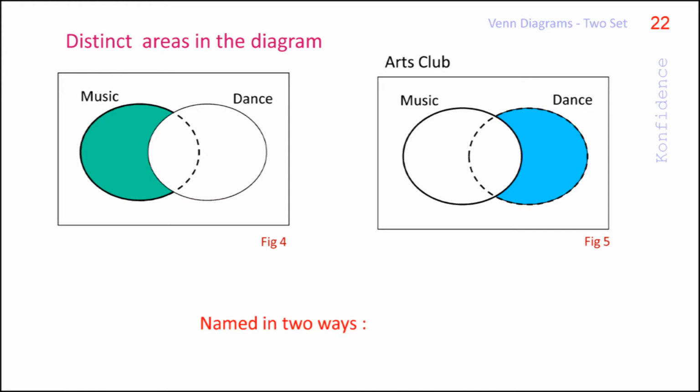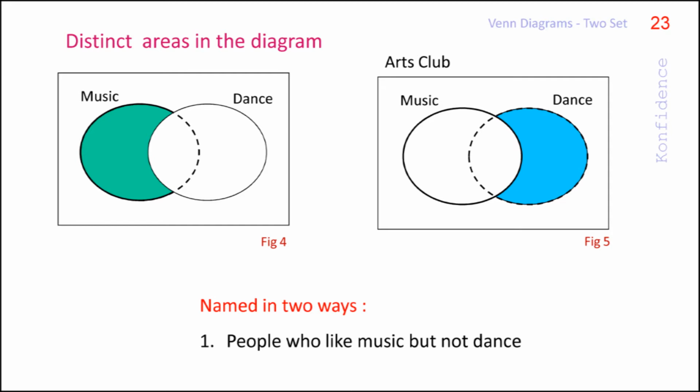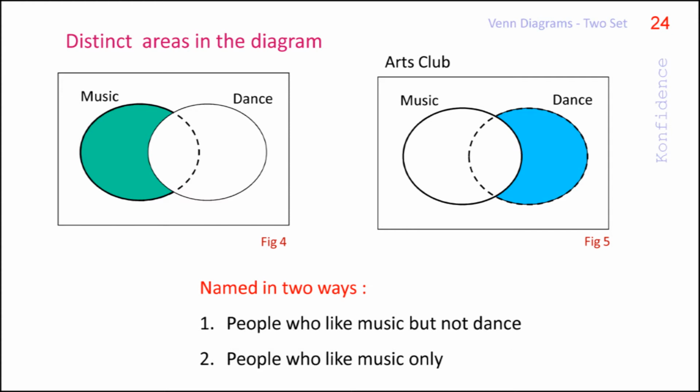Such sets can be named in 2 ways. 1. People who like music but not dance, or 2. People who like music only. Note the representations. These are what will effectively determine your understanding and logic application in Venn diagrams. People tend to ignore these terminologies and then later on regret after the tests are over.